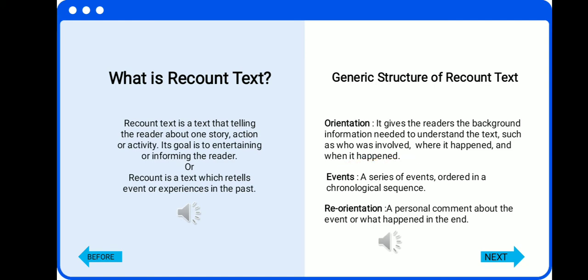After that, we have the generic structure of recount text. So first we have orientation. In orientation, it gives the readers the background information needed to understand the text, such as who was involved, where it happened, and when it happened.